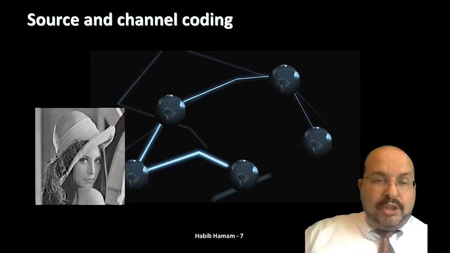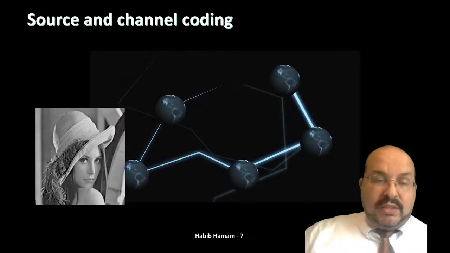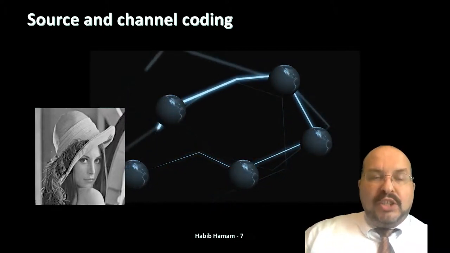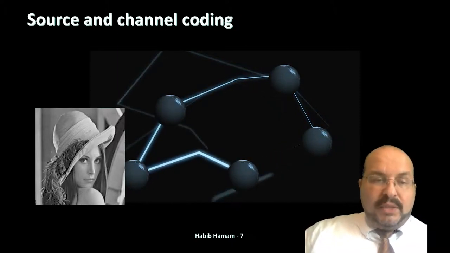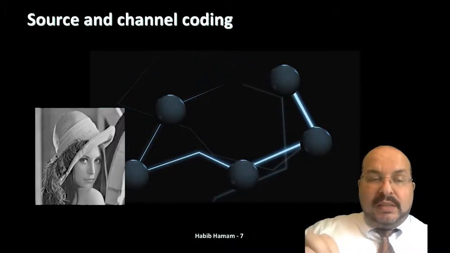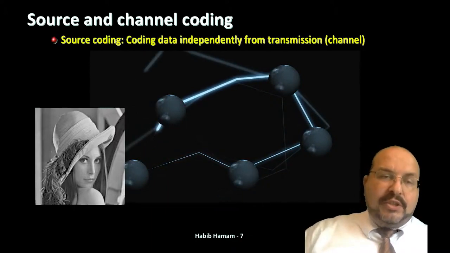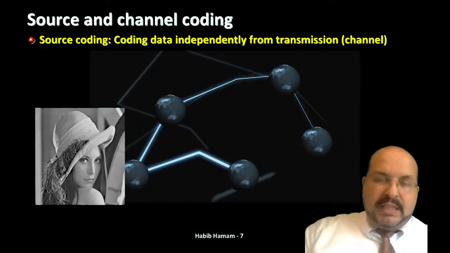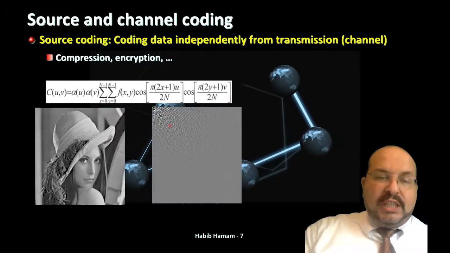So compression, encryption, all of this is called source coding, meaning manipulations done at the source. And this manipulation of the signal does not have any dependence on the channel, any link with the channel. We call this source coding. It is independent from transmission: compression, encryption.